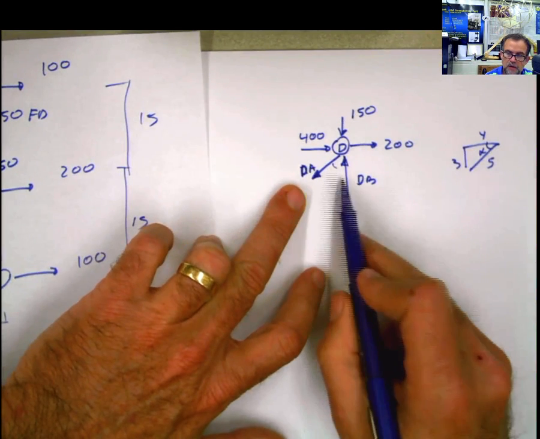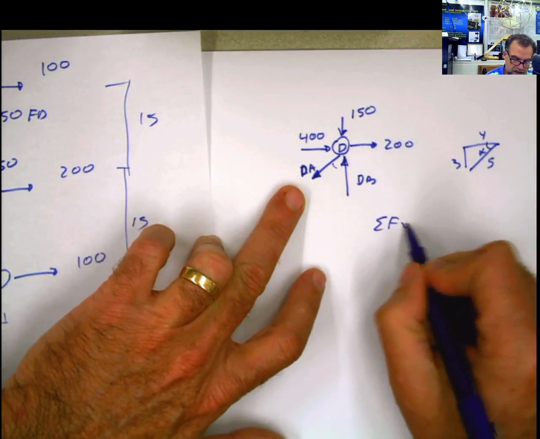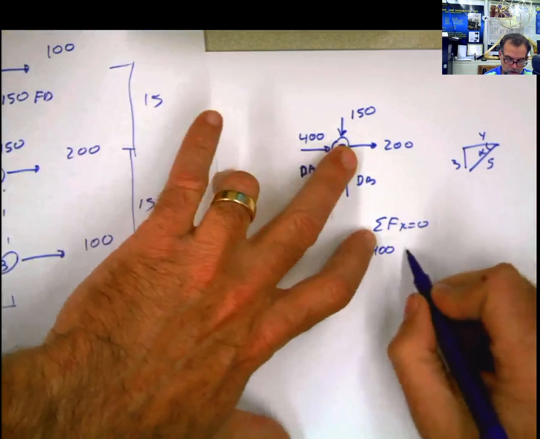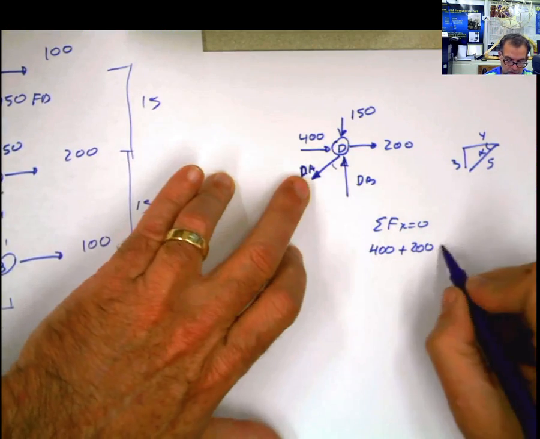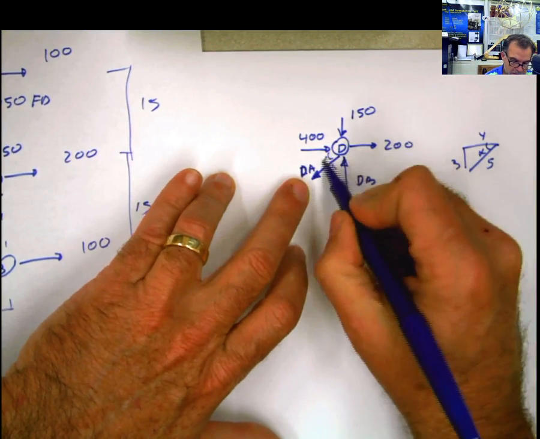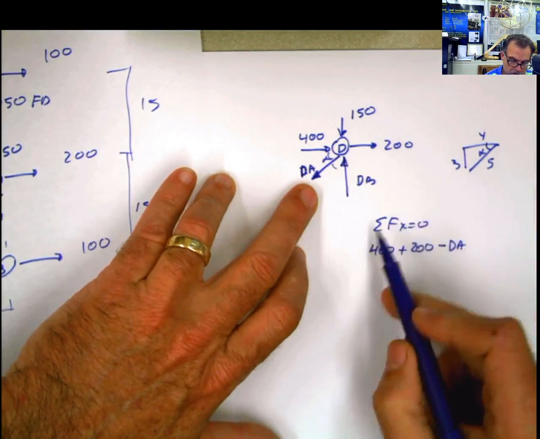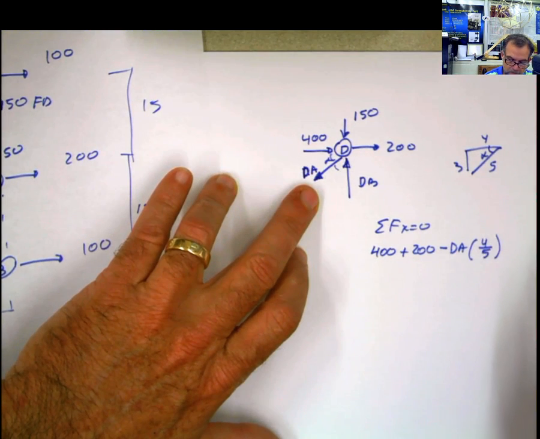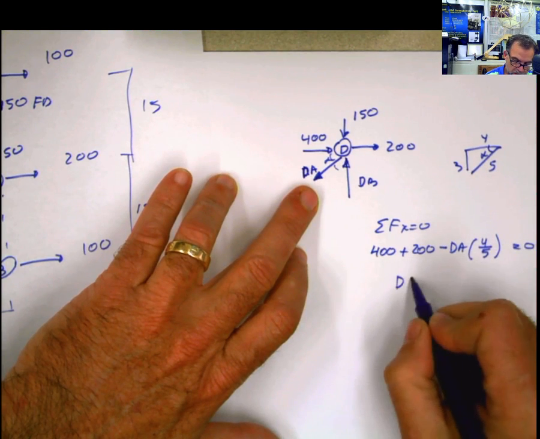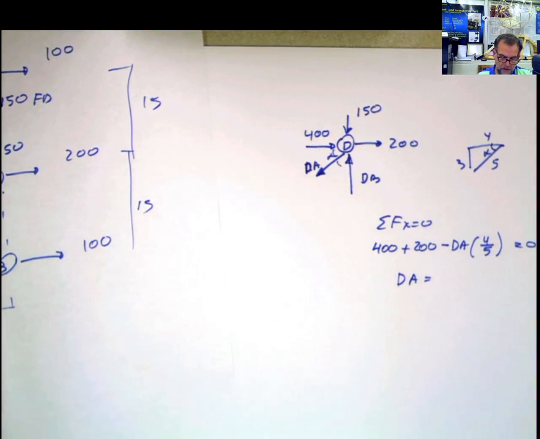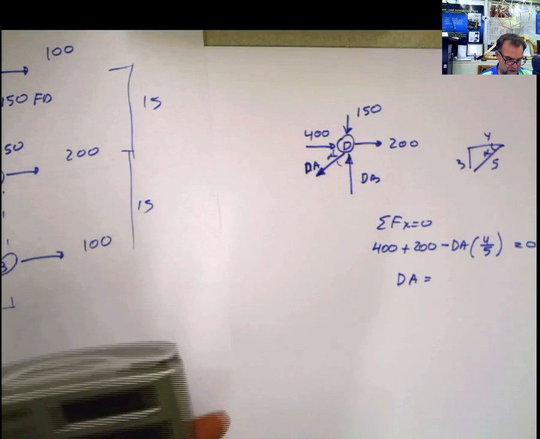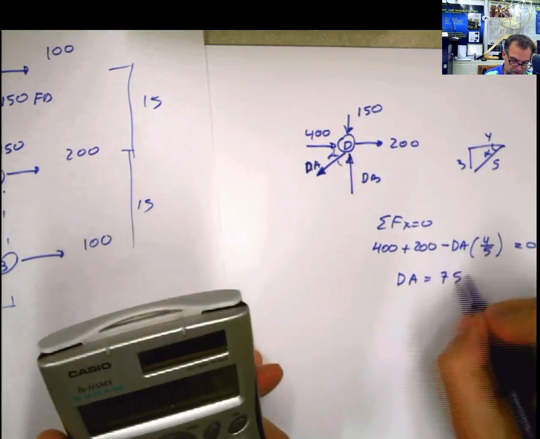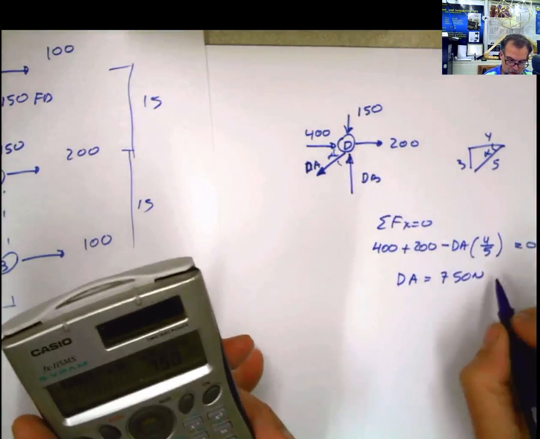No, because I have two unknowns, so I do summation of forces in x equals 0, and if I do that, then I have positive 400 plus 200 minus DA multiplied, this is alpha, by cosine, I'm looking for the horizontal, or multiplied by 4/5, equals 0, and from here I can solve for DA, and DA is going to be equal to 600 divided by 0.8 because 4/5 is 0.8. This is 750 Newton, and DA is leaving the joint, meaning it's going to be in tension.